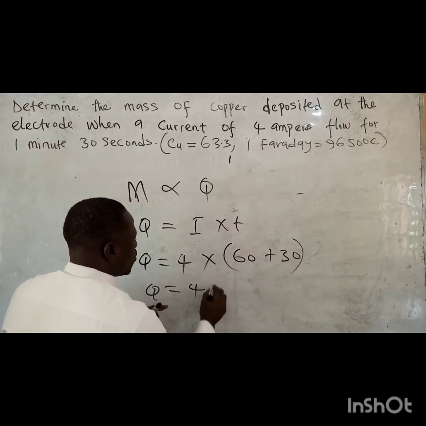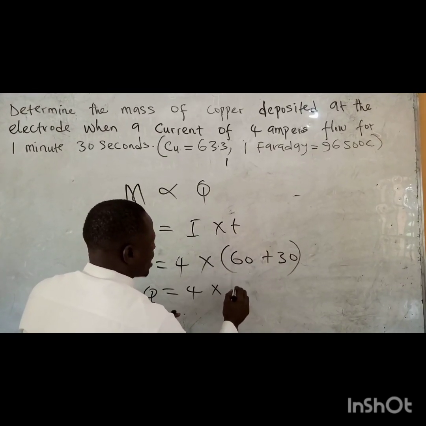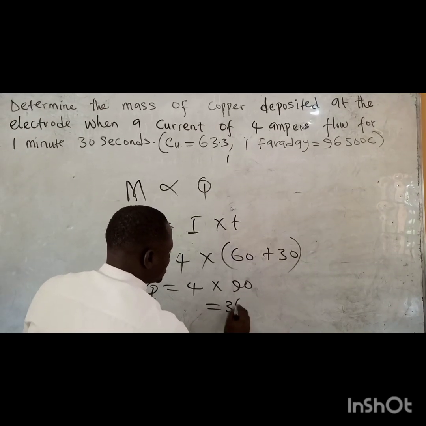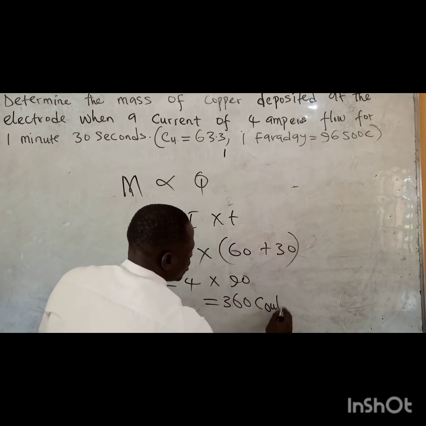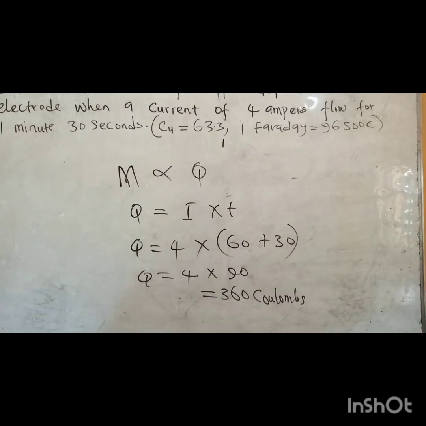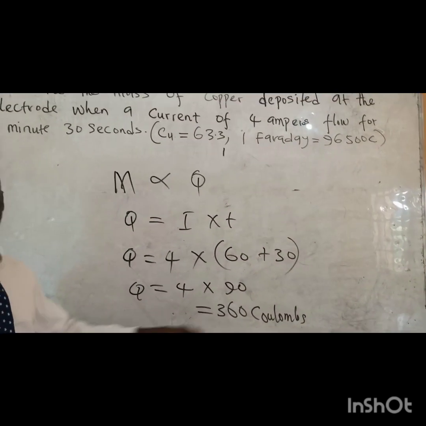So quantity will give you 4 times 90, which is equal to 360 coulombs. Quantity is measured in coulombs. We have gotten the first stage.